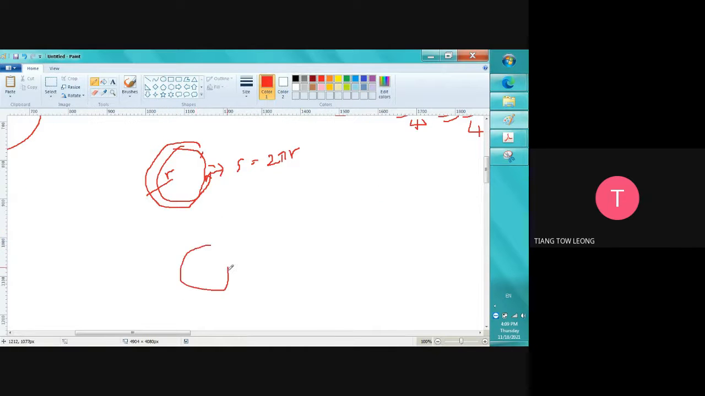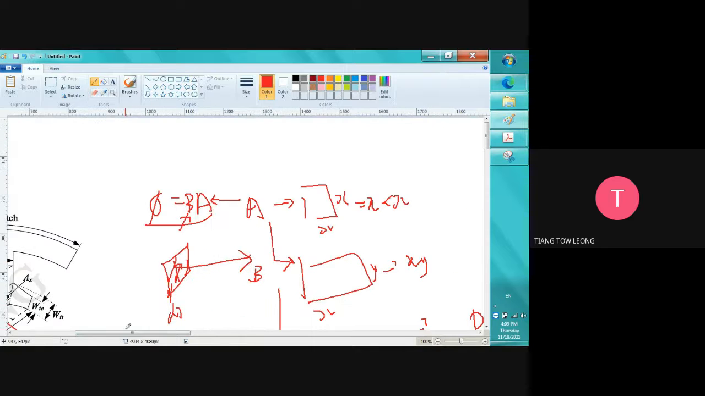Then, let's say we want to find an arc, S equals radius times theta, which is S equals r theta. Then this theta must be in radians. This is the basic. Okay.